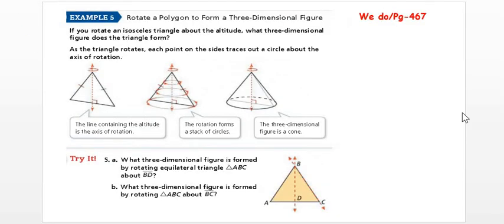Clear? Okay, what if we rotate a polygon to form a 3-dimensional figure? Here in this tried question and in this example, you can see that they are rotating a triangle. So if you rotate a triangle very fast, it will show you a 3-dimensional figure, that is a cone. Similarly, if you rotate this triangle, you will get a shape of a cone. What if you rotate a small rectangle very fast? So it will give you the shape of a cylinder.